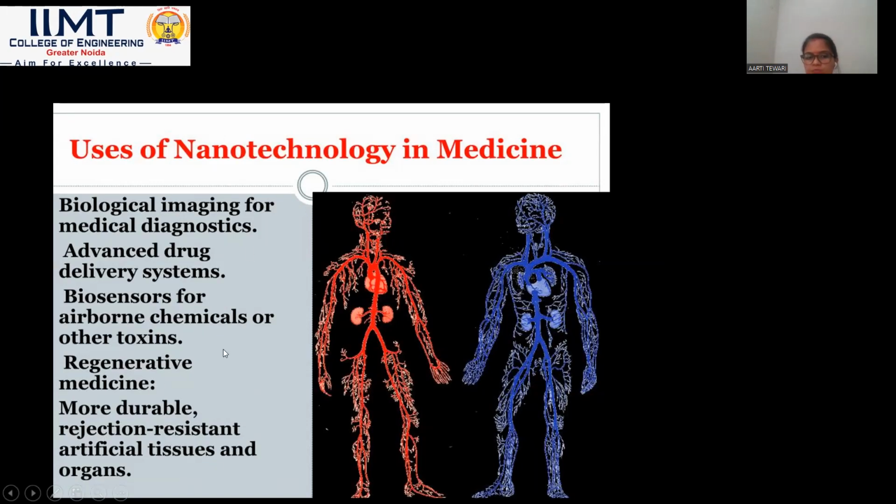Why do you use all these things? Because they're more visible, they're rejection resistant, and artificial tissues and organs can be created out of nanoparticles. Okay? So a huge amount of research goes into studying nanomedicines nowadays, and this drug delivery system is actually very advanced.